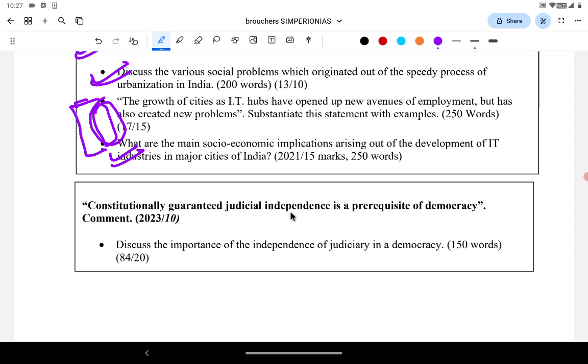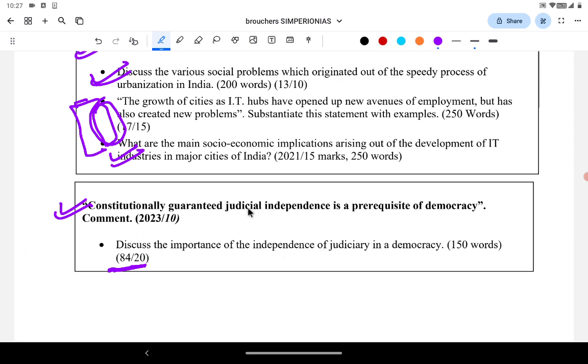Constitutionally guaranteed judicial independence is a prerequisite for democracy. So what they are saying is, judicial independence is a prerequisite for democracy. See the question asked in 1884: Discuss the importance of independence of judiciary in the democracy.